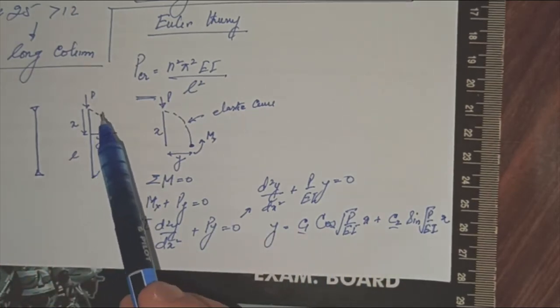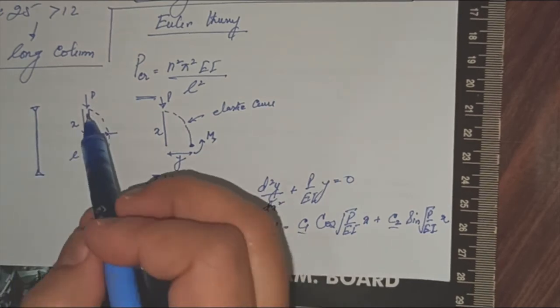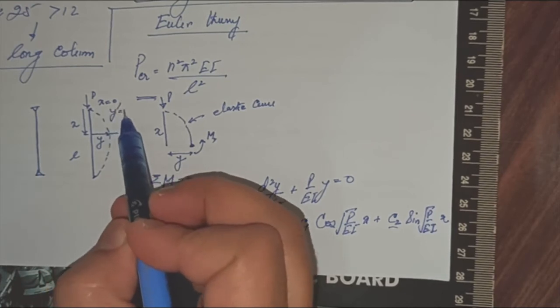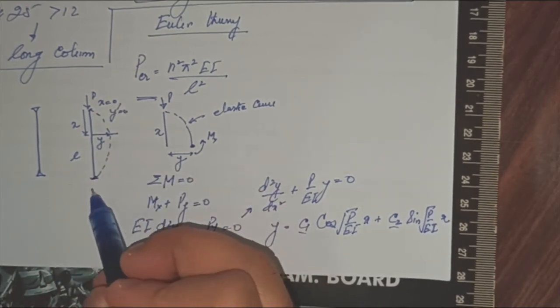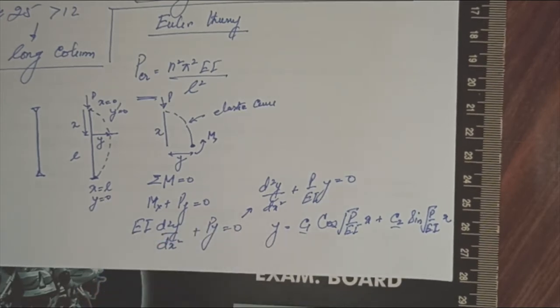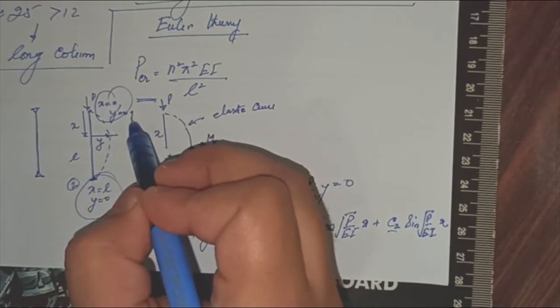Now C1 and C2 are the coefficients, and they can be obtained by analyzing the boundary conditions. The boundary conditions here are at x equals 0, y equals 0, and at x equals L, y is equal to 0. So you have two boundary conditions, this is the second one and this is the first one.